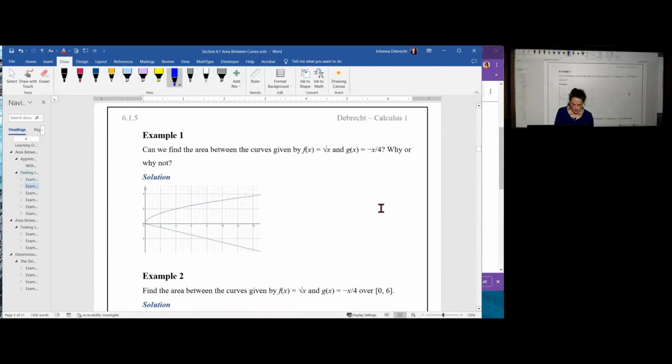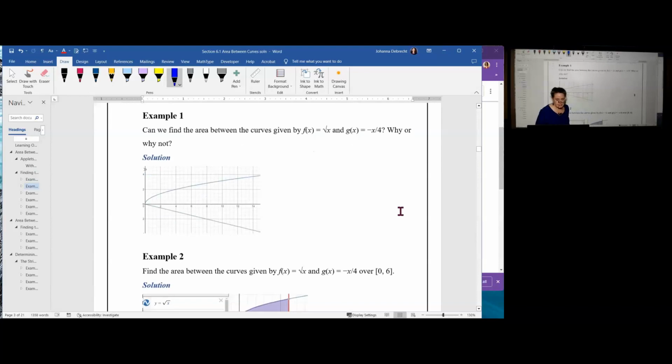Let's take a look now at example 1. In example 1, we're asked if we can find the area between the curves given by the square root of x here on the top and the line y equal negative x divided by 4 here on the bottom. They do intersect at the origin. However, as you look at this, notice that the area between the two is increasing as you move to the right. And we are not given an interval over which to integrate.